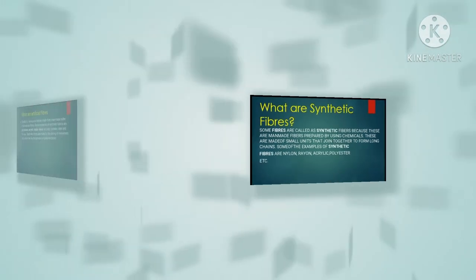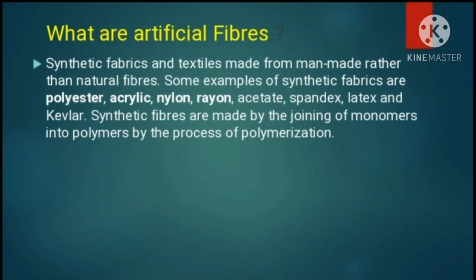After that, what are artificial fibers? Synthetic fibers are textiles made up from man-made rather than natural fibers. Some examples of synthetic fibers are polyester, acrylic, nylon, rayon, acetate, spandex, latex, and Kevlar.